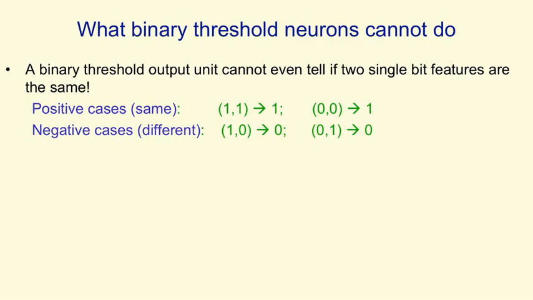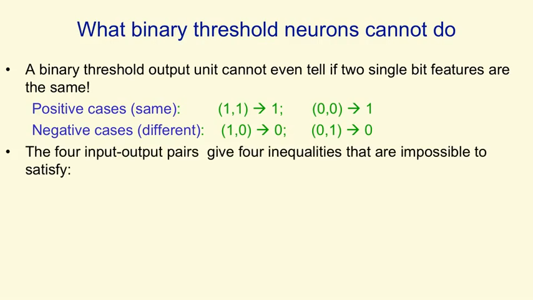So the simplest example is, consider a problem in which there's two positive cases and two negative cases. And the features are just single-bit features that have values either 1 or 0. So the two positive cases consist of both features being on, in which case the right answer is 1, or both features being off, in which case the right answer is 1. And the two negative cases are when one feature is on and the other one's off, in which case the right answer is 0. So all we're asking the binary threshold unit to do is decide whether the two features have the same value. And it can't even learn to do that.